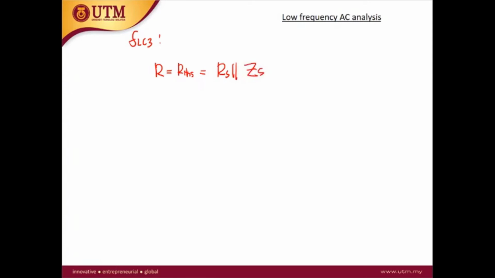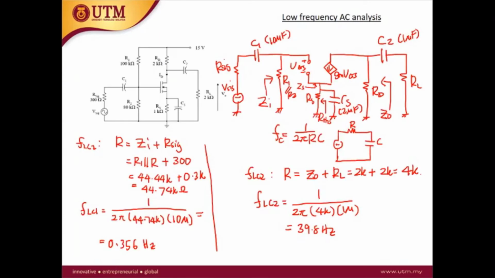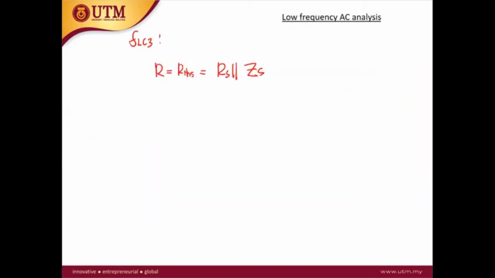Okay, what is the ZS? Please refer to the analysis of the common drain, the output impedance. So you will get ZS equal to 1 over GM.